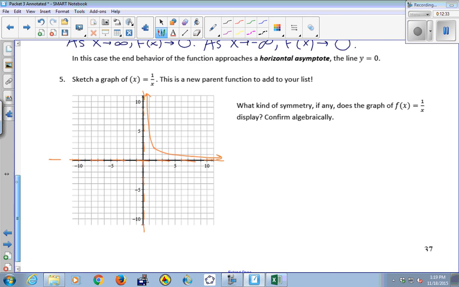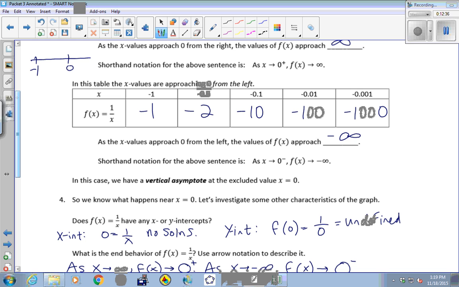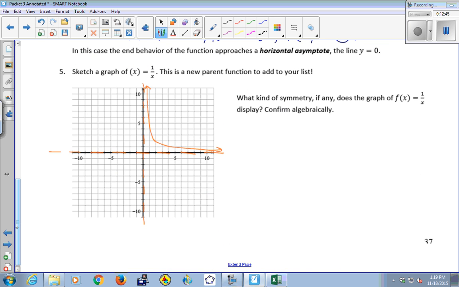And then according to the second table, where I was approaching 0 from the left, when x gets really close to 0 from the left, y goes to negative infinity. Okay, so when I get really close to x equals 0, my y values get really small, so I've got something like this. And then my end behavior says I'm going to approach 0, which is my horizontal asymptote, through negative values, so below the x-axis, through negative y values. So that's a graph that looks like the graph of 1 over x. So this is a new parent function to add to your list.